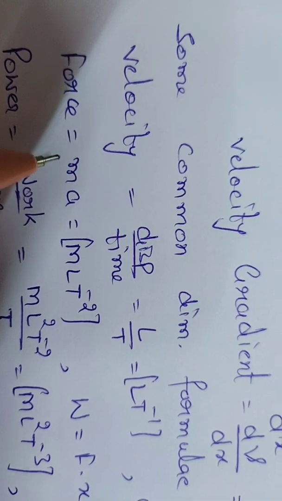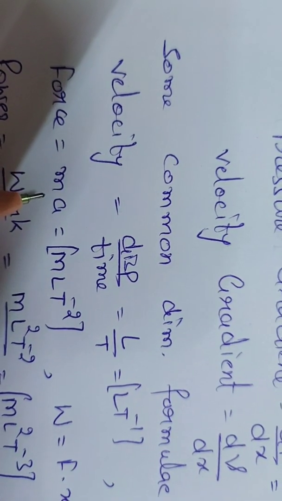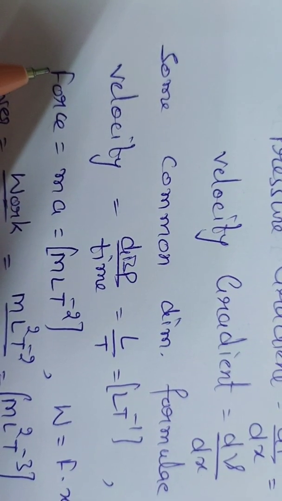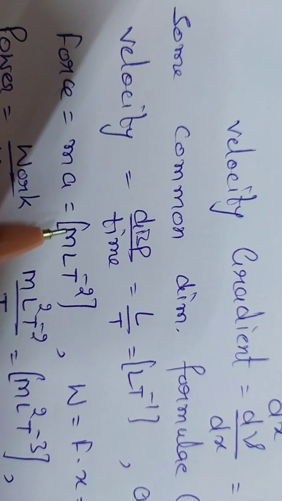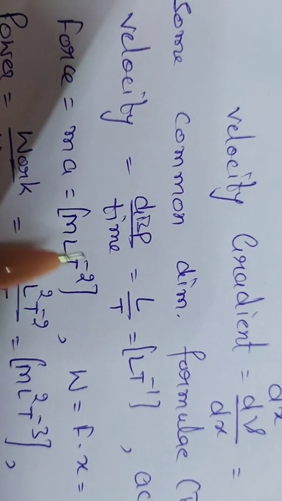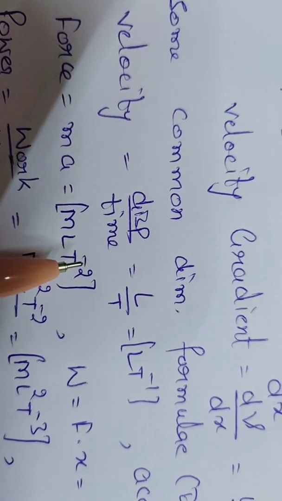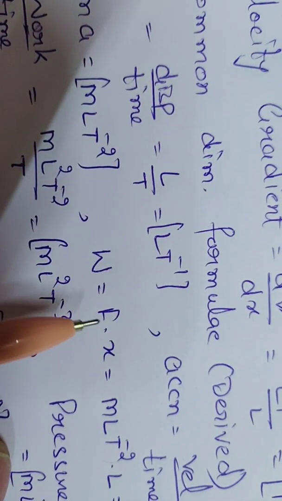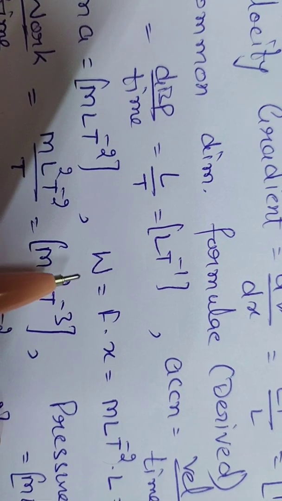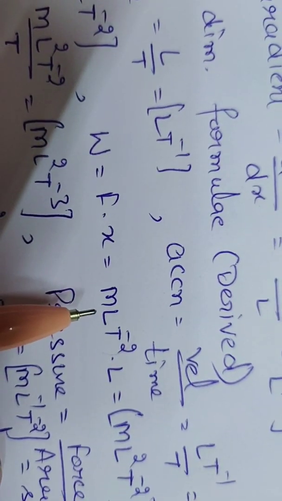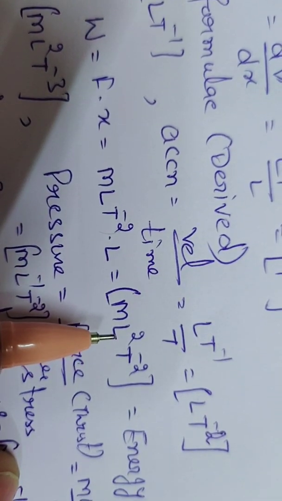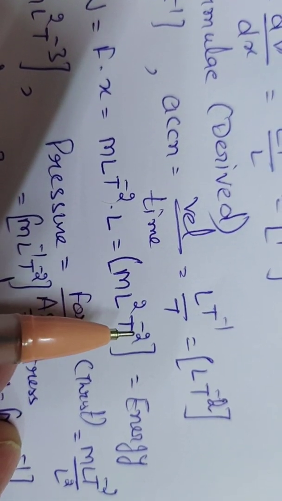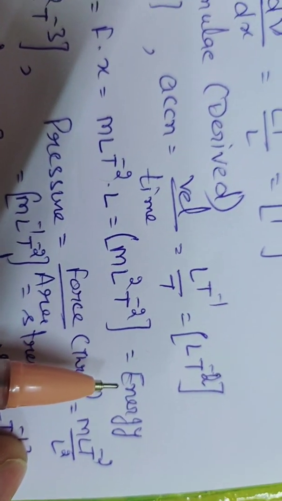Force, Newton's second law, F is equal to ma, or it is also equal to tension. So M for mass, acceleration LT^-2, so the formula becomes MLT^-2. Force multiplied by displacement becomes work, and after putting the dimensional formula of force, we get the dimensional formula for work, ML^2T^-2, which is also equivalent to energy.